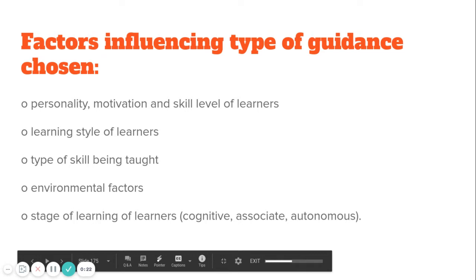When selecting the style of guidance that you will use in your lessons, you need to consider the following: the personality, the learning style of the learners, the type of skill being taught, environmental factors, and then the stage of learning, whether that be the cognitive, associative, or the autonomous.